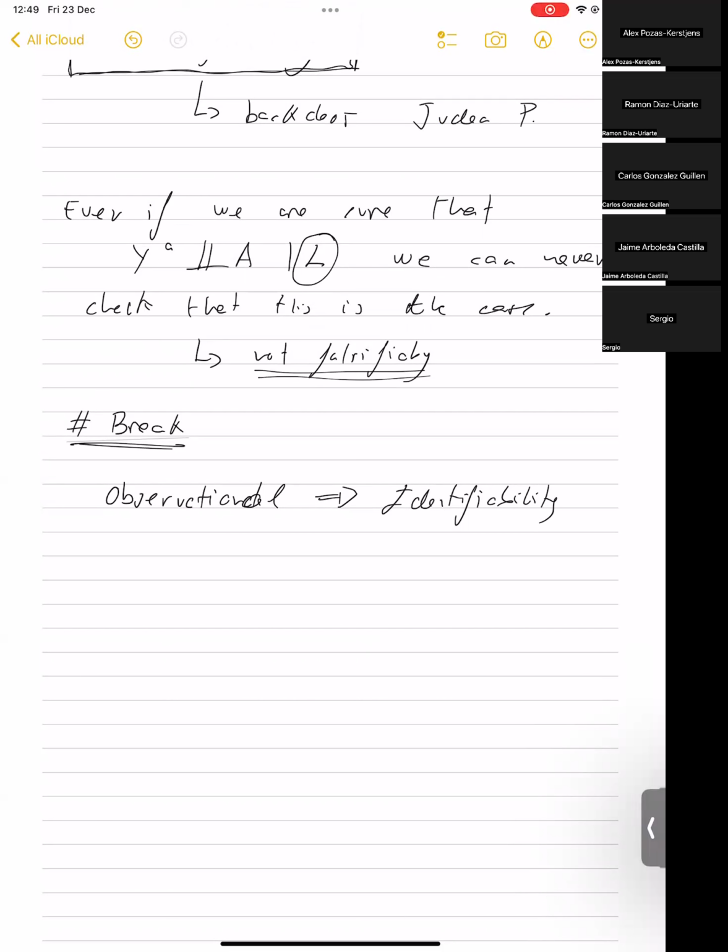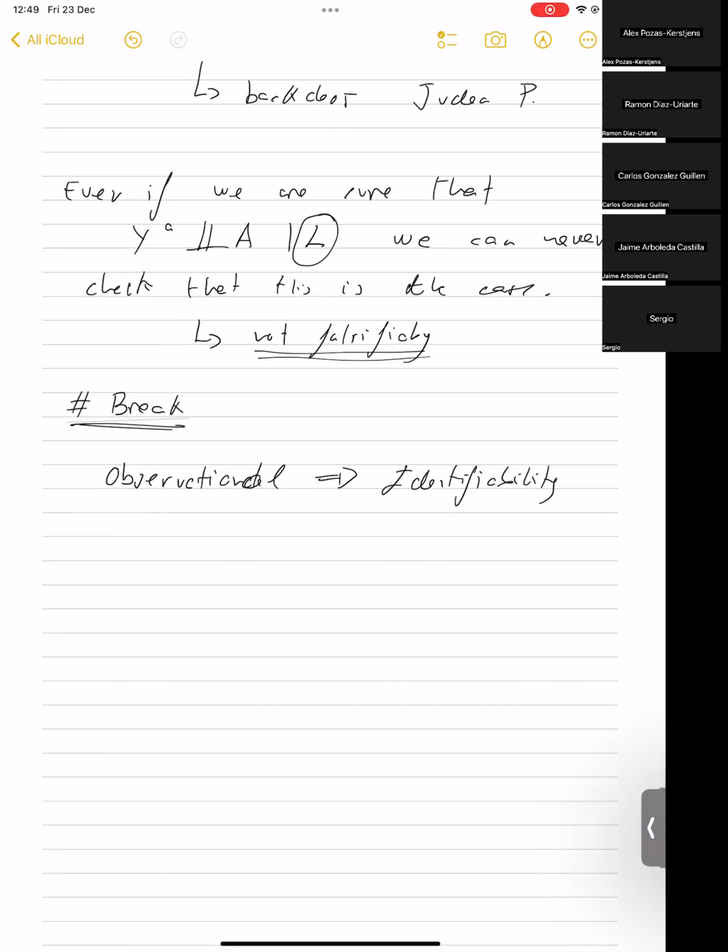There is another way of doing causal inference. This is the first one, and is the one that is used essentially or most often in epidemiology. There is another way of doing causal inference, which is called natural experiments.